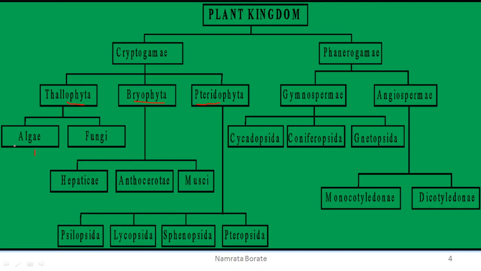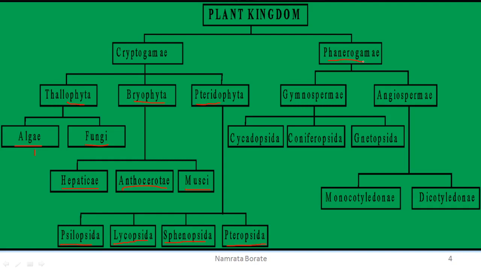This thallophyte again includes two classes. The first one is algae and the second one is fungi. The bryophyte is further classified into three classes. First one is Hepaticae, second one is Anthocerotae, and the third one is Musci. The pteridophyte is a vascular plant, and it is further classified into four classes. First one is Psilopsida, second one is Lycopsida, third one is Sphenopsida, and the fourth one is Pteropsida.